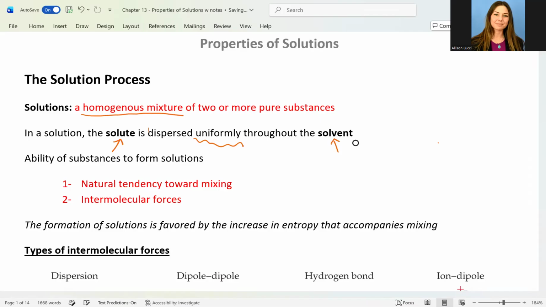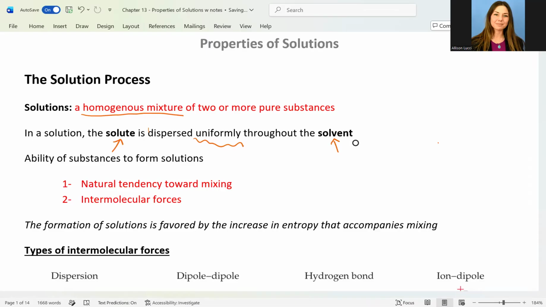So if you take powdered iced tea and dissolve that in water, for example, generally it is uniformly dispersed in the solvent, which would be water. And the solute then would be the iced tea mix.